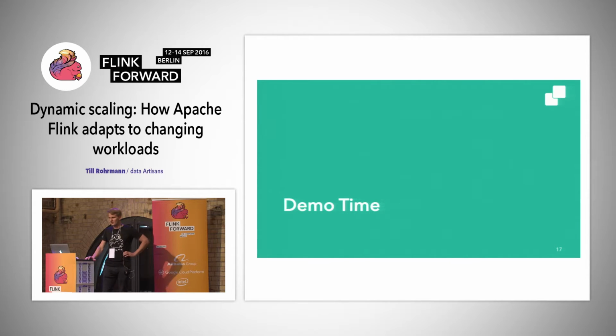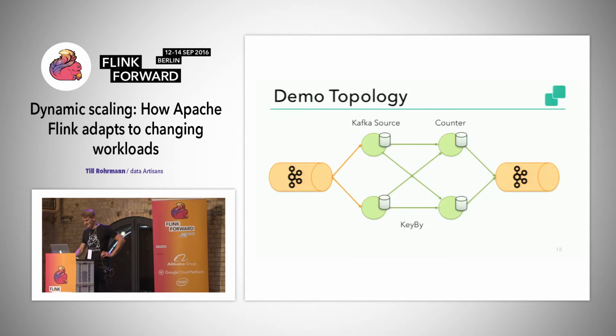Since that was a bit theoretic, let's take a look at a concrete demo. What I want to show you is that we can actually rescale this kind of job. What the job does is the following. It reads integers from a Kafka topic, keys by the integer value, and counts how often we've seen each integer value. And this result is then written to another Kafka topic. So what we're actually calculating here is some kind of running aggregate of integer values. So quite simple.